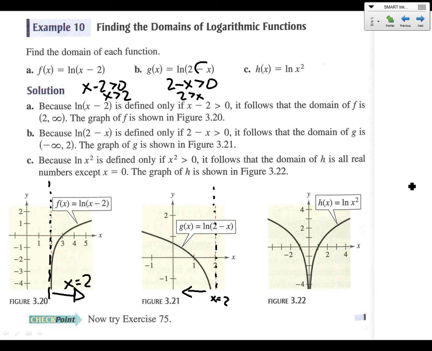And we know about this. Negative x means we're going to do a horizontal flip. So instead of going this way, we are flipped, and the graph is on the other side of the asymptote.